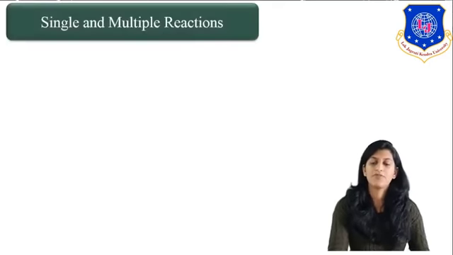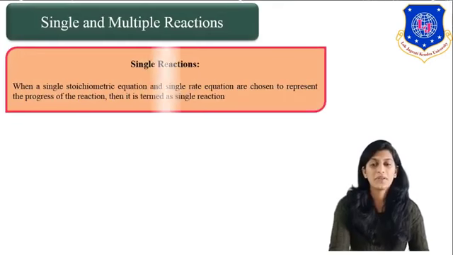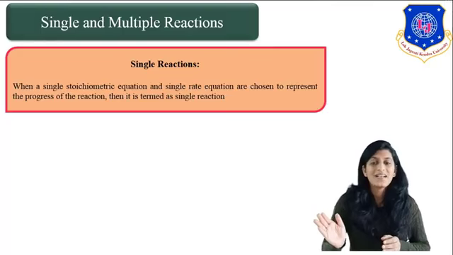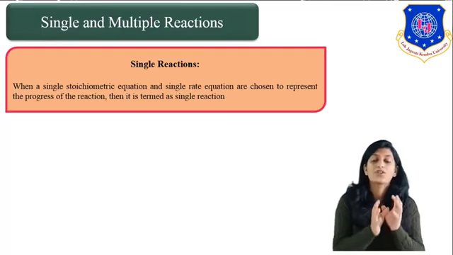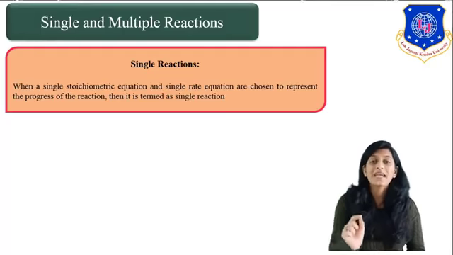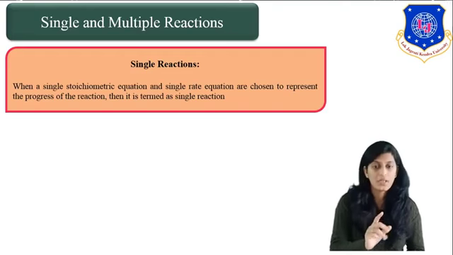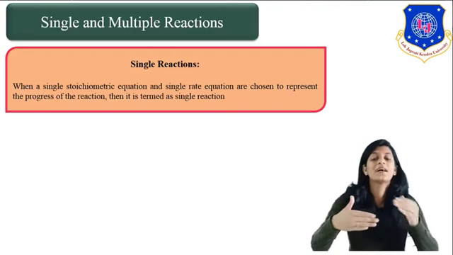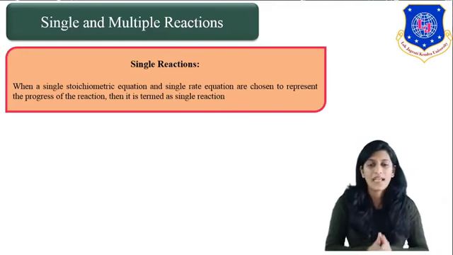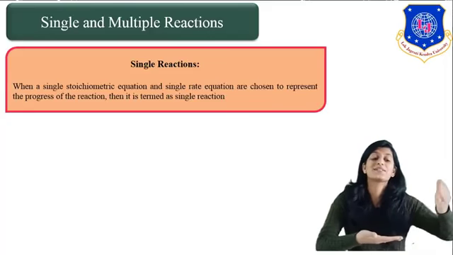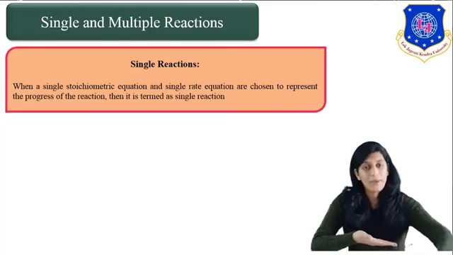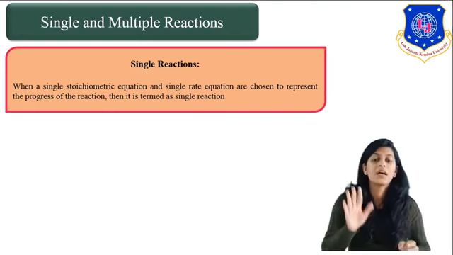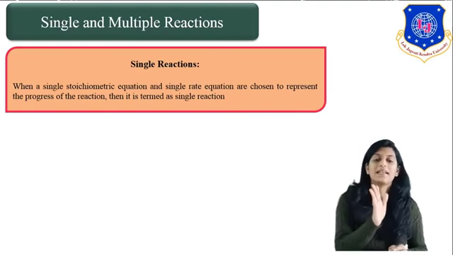So let's start with the first one, which is single and multiple reaction. So what do we mean by single reaction, right? Single reactions are those reactions where a single stoichiometric equation and a single rate equation can be chosen to represent the progression of reaction. That is, how your reaction is proceeding or how it is taking place can be represented using a single stoichiometric equation, then it is termed as single reaction.